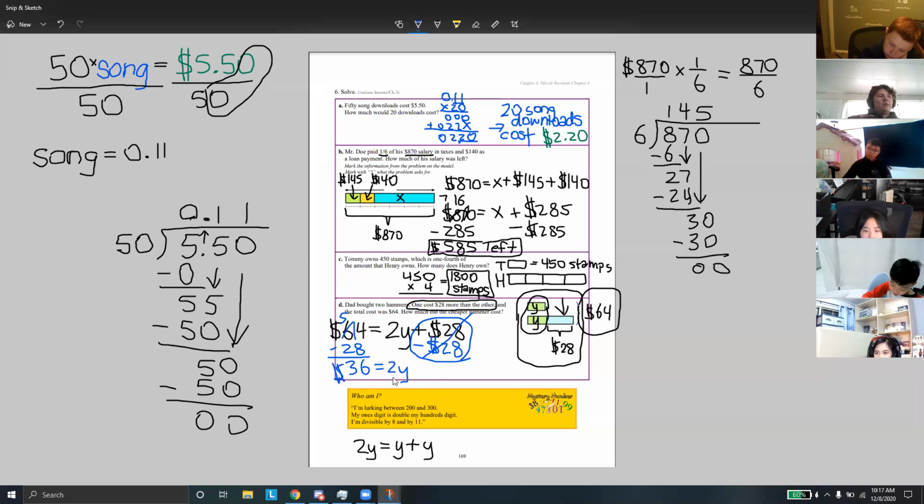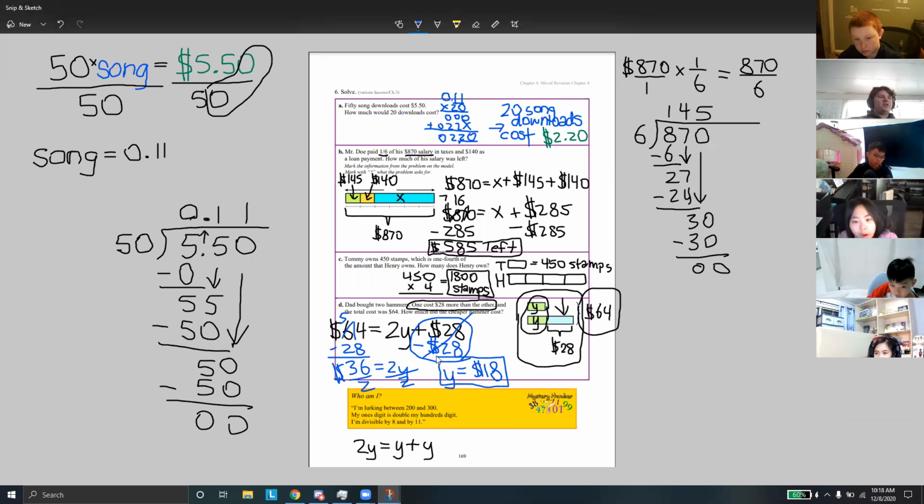And how can we solve what 1y is now? Divided by 2. Because we know that $36 is equal to 2y. That means 2 times bigger than y is $36. But we don't want to know what 2 times bigger than y is. So we're going to get rid of this times 2. The opposite of times 2 is divided by 2. So we're going to do divided by 2 on both sides to get y is equal to 36 divided by 2, which is going to be $18.